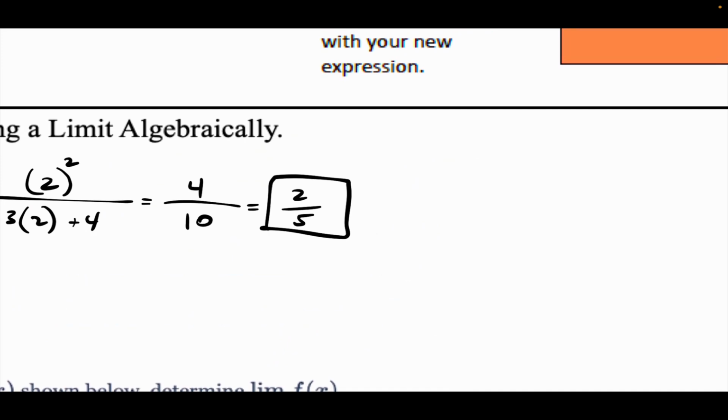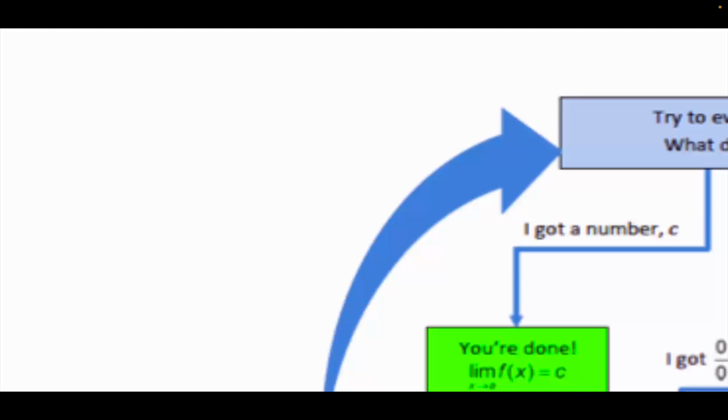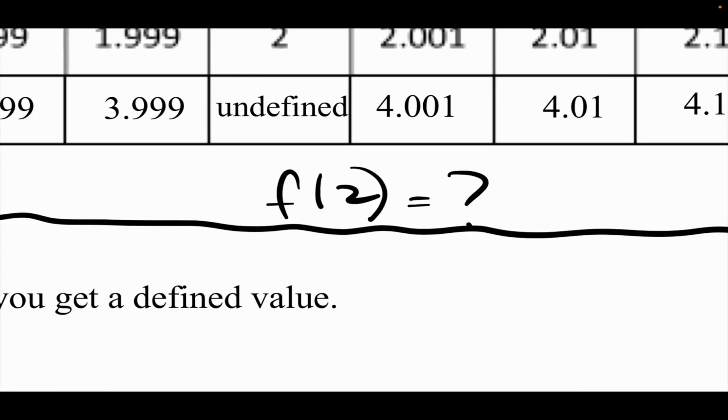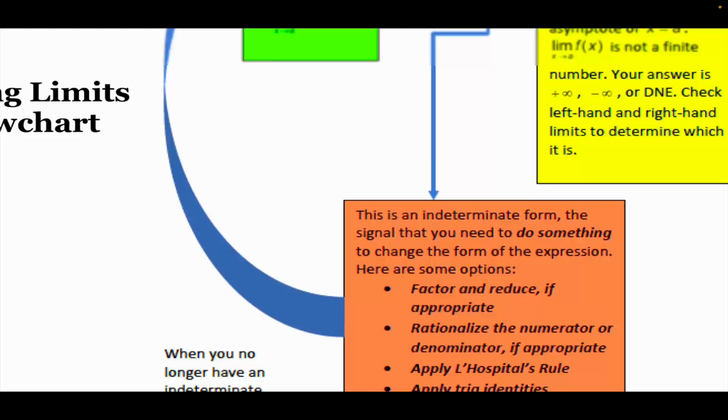What's the difference between undefined and does not exist? So undefined we use when they're looking for an answer. So when we're looking for a solution at a certain number, we say undefined or no solution. But when we're looking for a limit, we're not looking at 2. We're looking for where it approaches, right? So that's why we say does not exist. Yeah. Good question. All right.